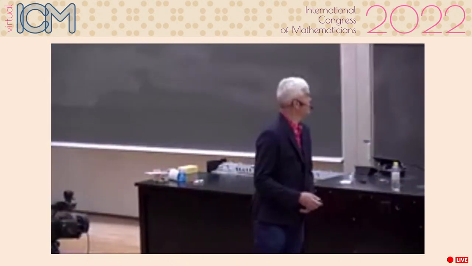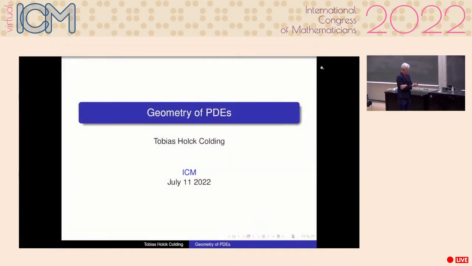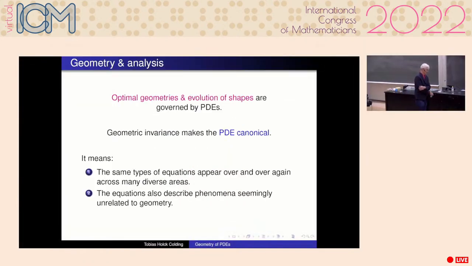Okay, so I want to talk about geometry of PDEs, and in particular, how geometry helps understand PDE, and PDE helps understand geometry. First, a little bit about the equations that come up. So optimal geometry and evolution of shape are governed by PDEs. The geometric invariance makes the PDE canonical. And it means that the same types of equations appear over and over again across many diverse areas. And the equations describe phenomena that are also seemingly unrelated to geometry.